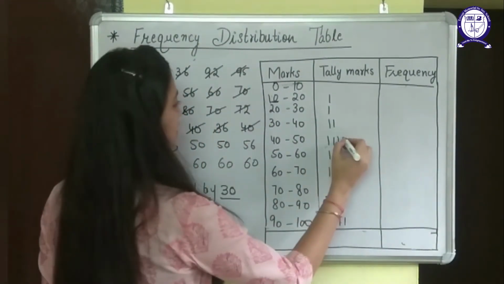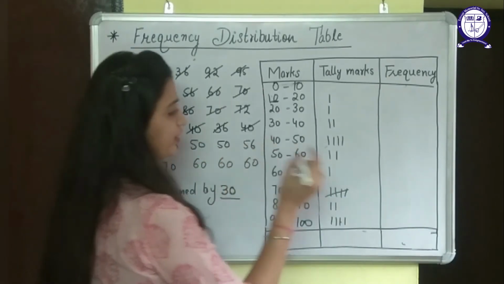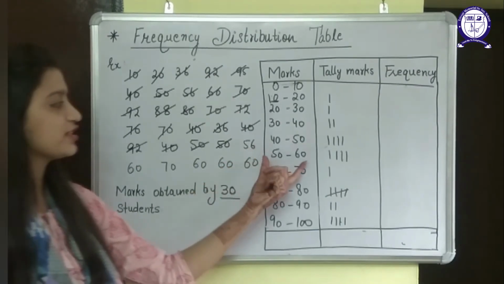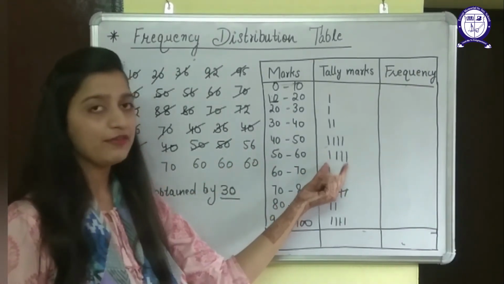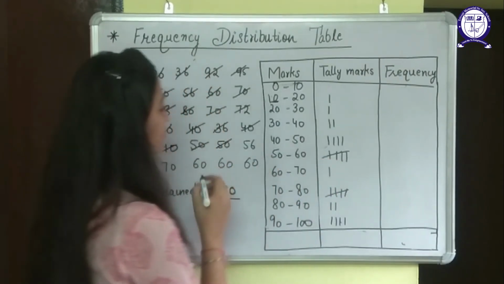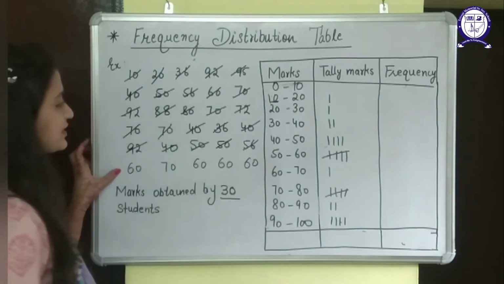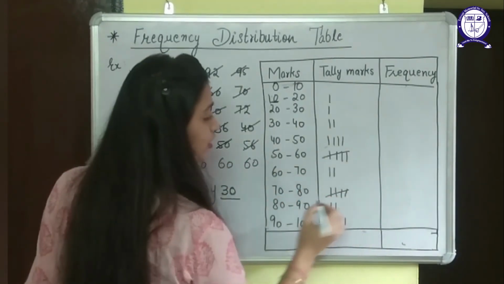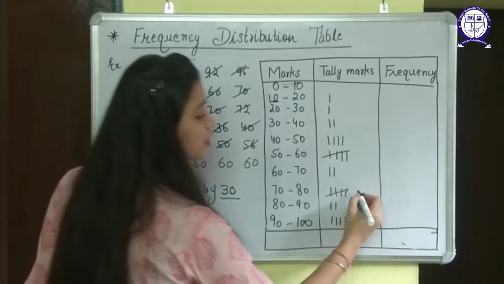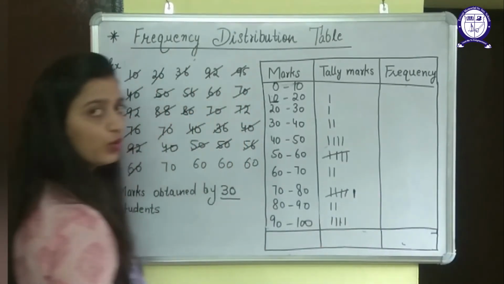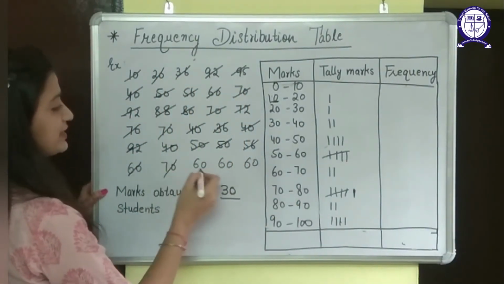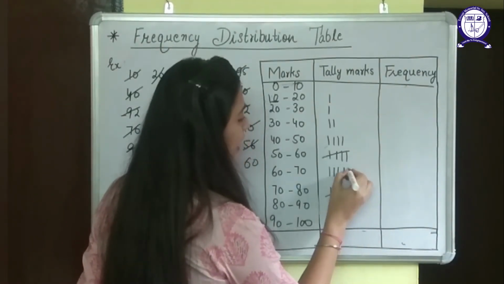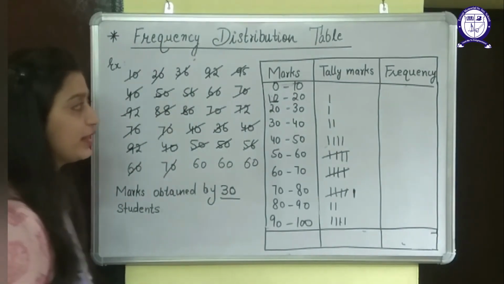40, 50 and 50. Then 56. 56 also comes here. So it will be my 5. So it will be like this. Then 60. 70. Now I have crossed 5, so the 70 will be here one more. That is my 6. Then 60, 60 and 60, 3 times 60. So 1, 2 and 3. Now I will count them.